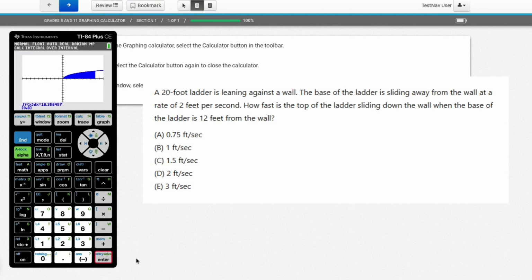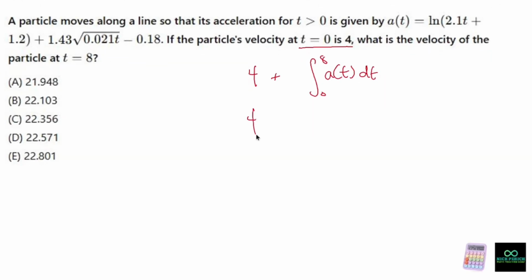So let's go back and make that happen. And so we ended up with 18.356-ish plus 4 is 22.356-ish, which looks to be C. Gross.